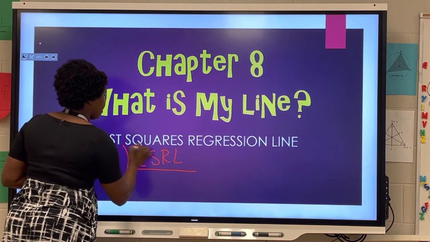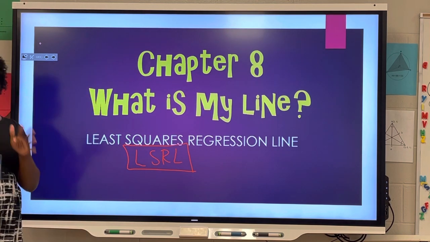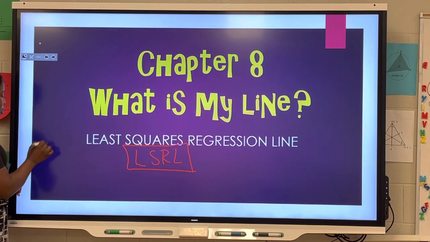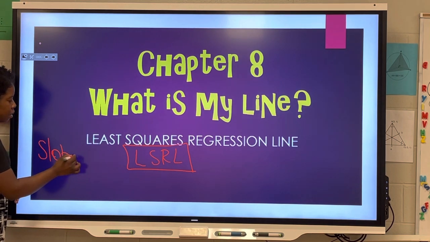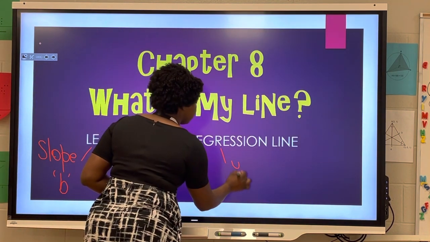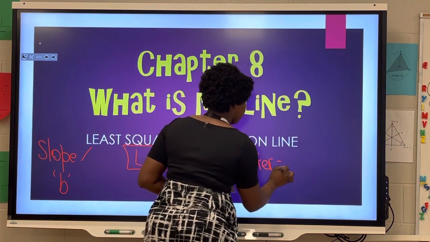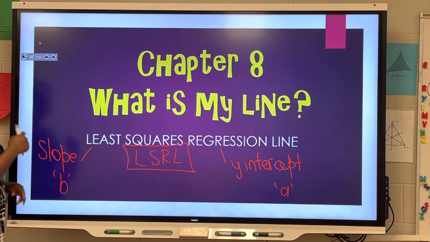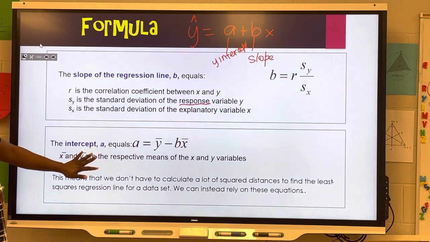The last video we spoke about your least square regression line, similarly known as the LSRL. We spoke about this being the line of best fit of your model. We also spoke about finding your slope, which is normally your B value, and finding your y-intercept, which is your A value. Let's move on. We also mentioned the two formulas, one for slope, one for intercept.